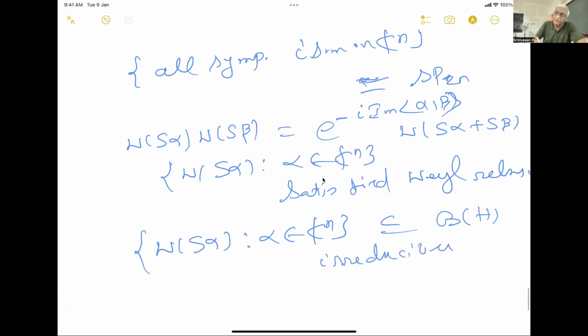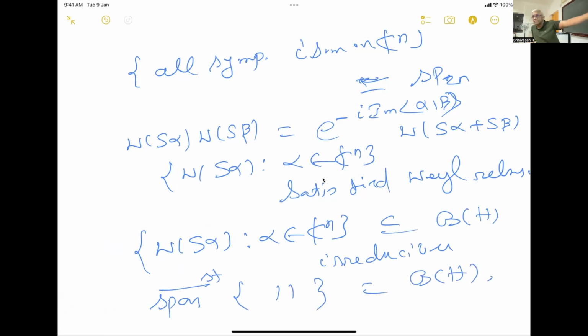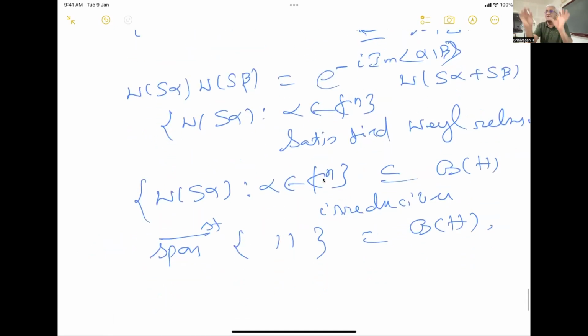Right? The span closure with respect to the strong topology of this is equal to B of X, because S is invertible. Otherwise it's not true. Because S is invertible, it's also irreducible. So in the Stone-von Neumann theorem, there is a tensor product with a small Hilbert space K, no? It will not be there.